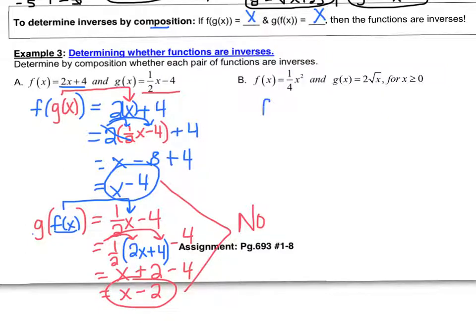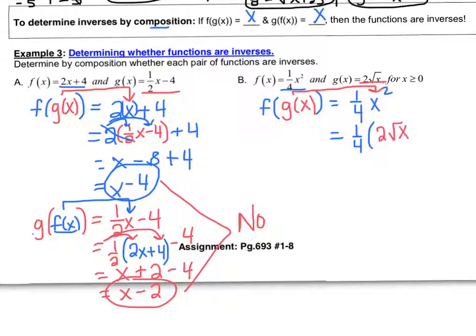Alright, the first way will be f of g of x. So let's write that down. The f function is 1/4 x squared, and the g function is 2 square root x. So for the g function, we're going to write down the stuff that I just underlined in red. So we have 1/4, and now in parentheses, I'm going to write 2 square root x, and I'm going to square it. So we replaced that x with what I underlined in red.